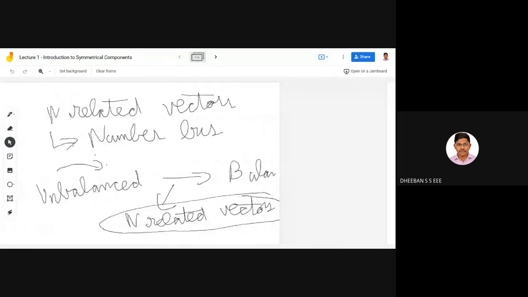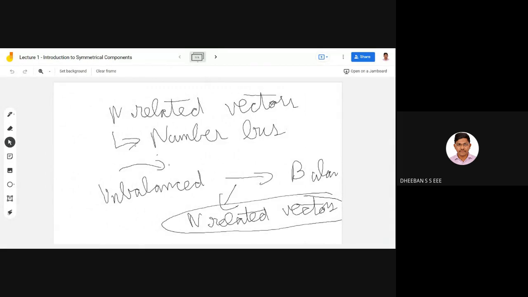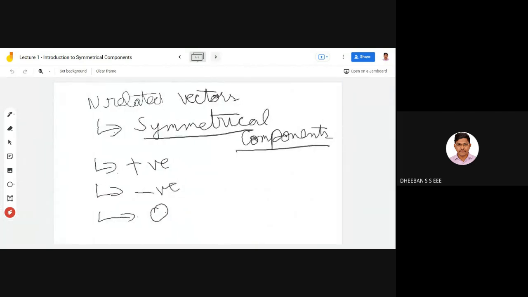Here we have seen about the symmetrical components and why we need them. To convert the system from an unbalanced state to a balanced state, you have to multiply with some vectors. These vectors are responsible for making your unbalanced system a balanced system, and these vectors are called symmetrical components.